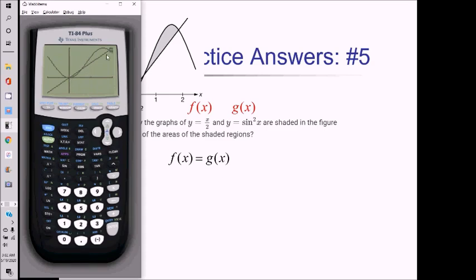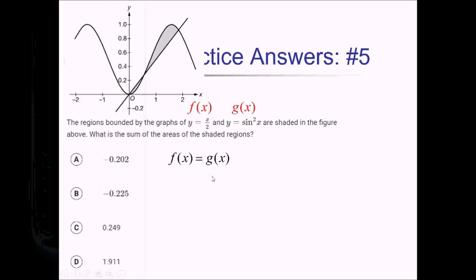So let me do second trace, option 5 for intersect. And let me move my little spider over to that last intersection over there and press enter, enter, enter to get 1.8491. So we had the intersection at 0 and also 1.8 and change.